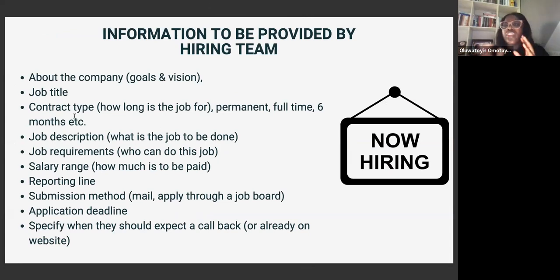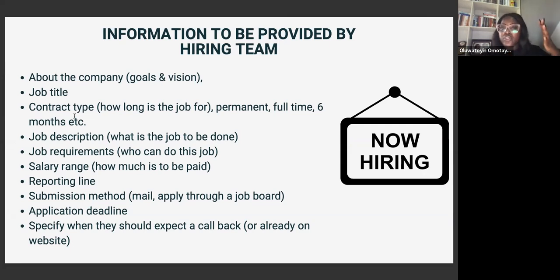Now, what are some of the information that should be provided by the hiring team? As much as you're looking for great candidates, you also want the candidates to know about your organization. The decision process is a two-way street. You want to make a decision on a great candidate. The candidate also wants to make a decision on a great company. So what are the information to provide? You need to tell them about your company, your goals, your vision. You also need to provide the job title.